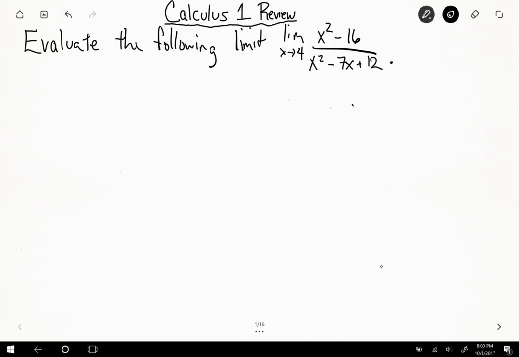Hello there. Here's the start of our Calculus 1 review. So we're going to begin with limits, and then we're going to take a look at derivatives, follow that with some applications of derivatives, and finish off with some integration.